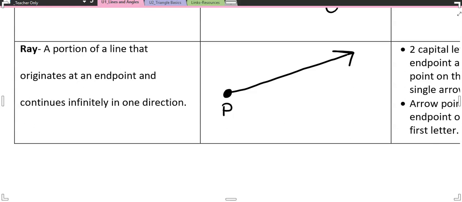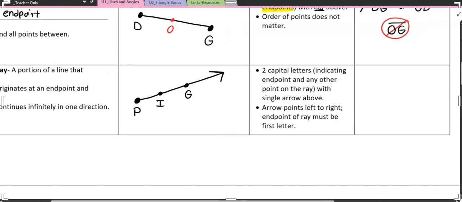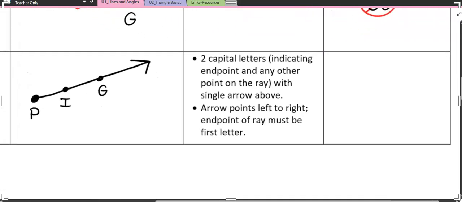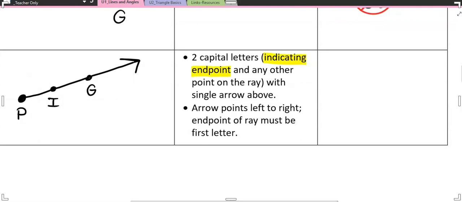because we could have multiple rays originating from P. So in this example, let's go ahead and make one G, and since we're on the animal path here, let's go ahead and put a third point and call this I. So this ray starts at P, and then it contains I and G along it. Now, in terms of labeling this, we would use two capital letters, and one of the most important things is the endpoint must be one of the 2 points used. It must be the first one used, in fact. And then any other point along the ray could be the second one.